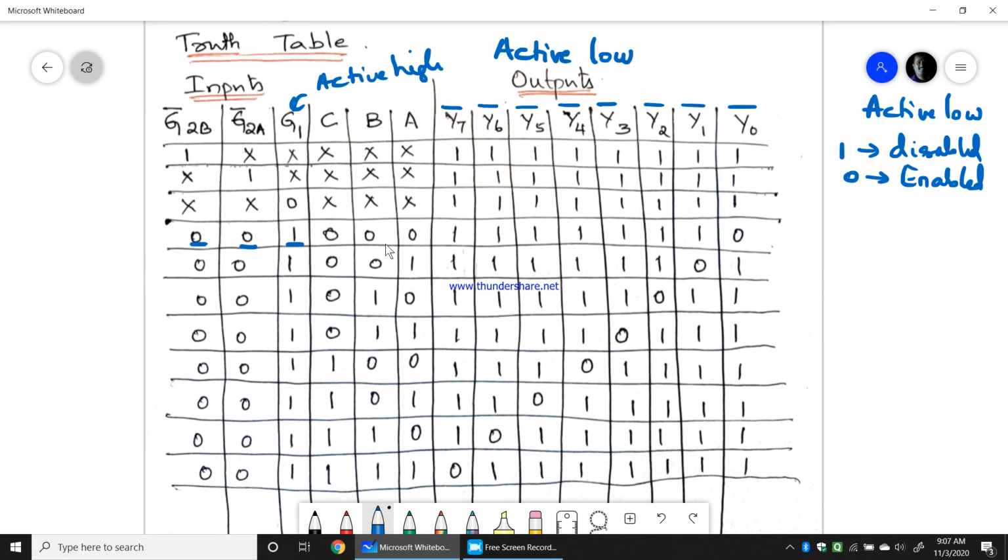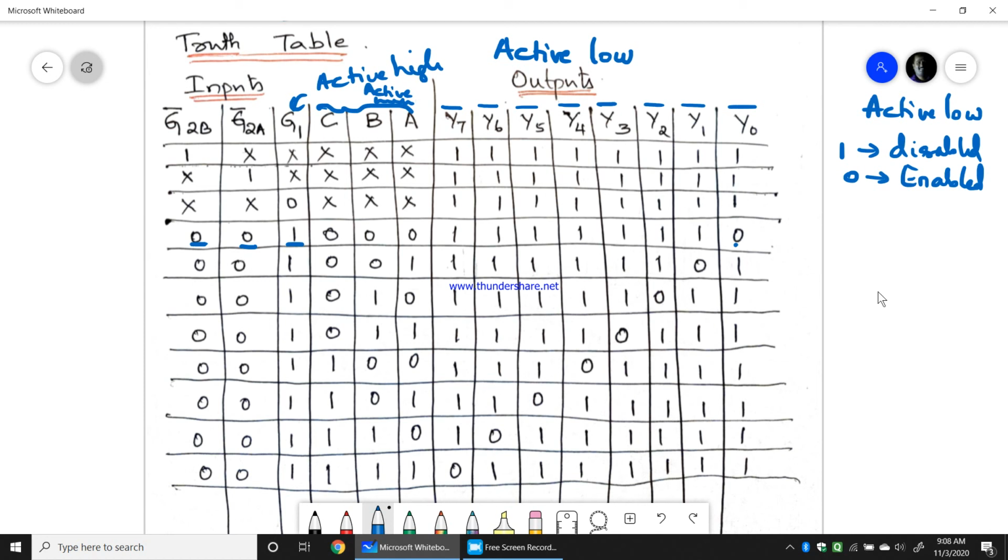So if the input is given as 0, 0, 0, Y0 will be selected, all others are disabled. Anyway, these are all active low, therefore 0 means it is selected and 1 means it is disabled. Okay, 0 means Y0 is selected. Similarly, for 0, 0, 1, Y1 will be selected; 0, 1, 0, Y2; 0, 1, 1, Y3; 1, 0, 0, Y4; 1, 0, 1, Y5; 1, 1, 0, Y6; and 1, 1, 1, Y7. So inputs are active high, where only the outputs are active low.